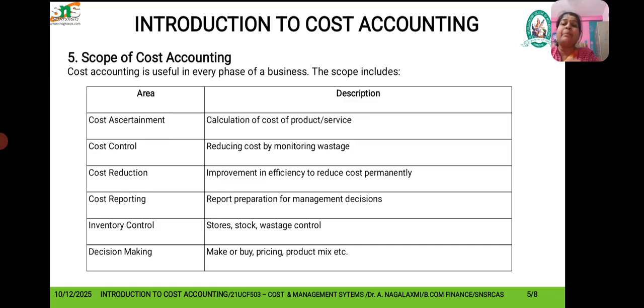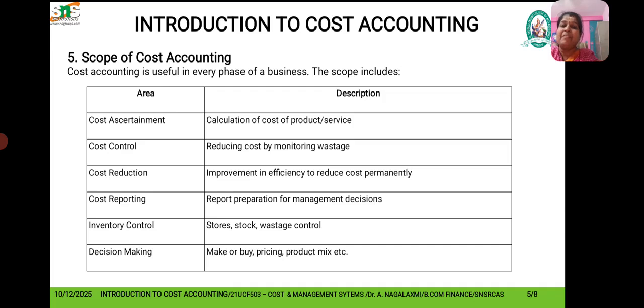Next, cost reporting, that is, reports are prepared for the management to take decisions. Next, inventory control: stores, stock, and wastage control come under the term inventory control. Decision making is purely in the hands of the management: whether to make or buy a product, that is, the spare parts needed for our manufacturing, whether we can manufacture them or buy them, and how to fix the price, that is, how much profit we can add to our cost.